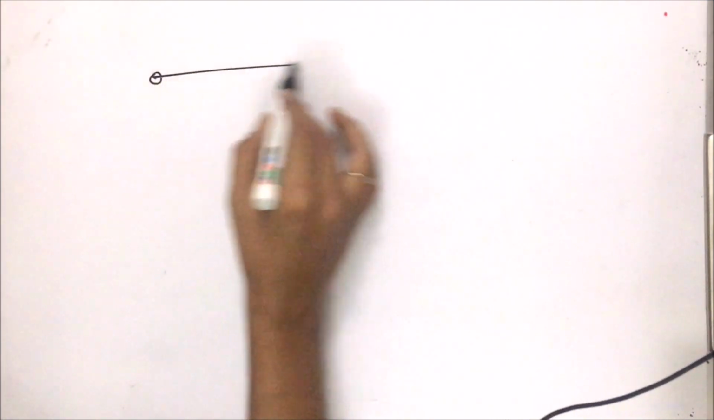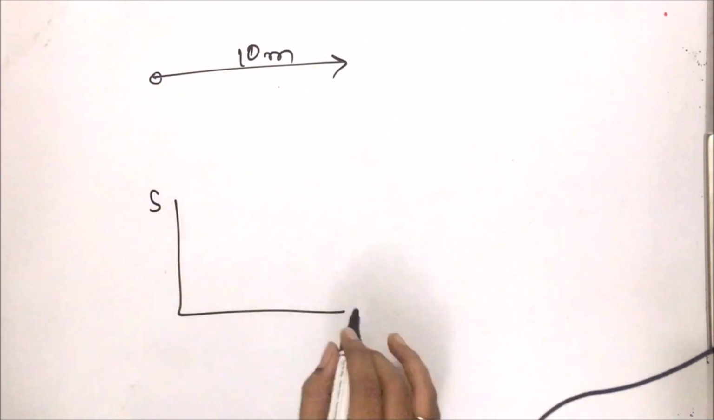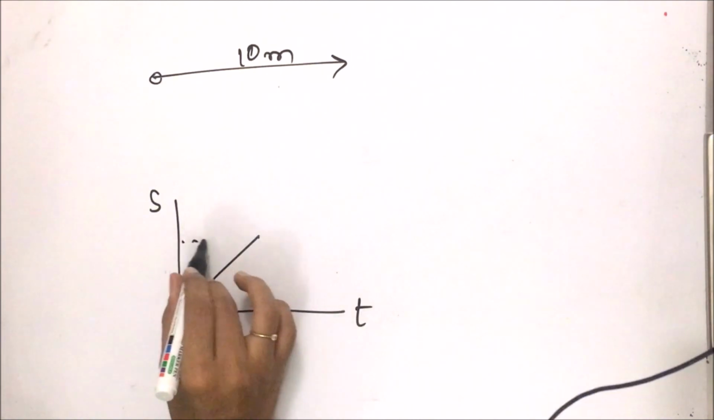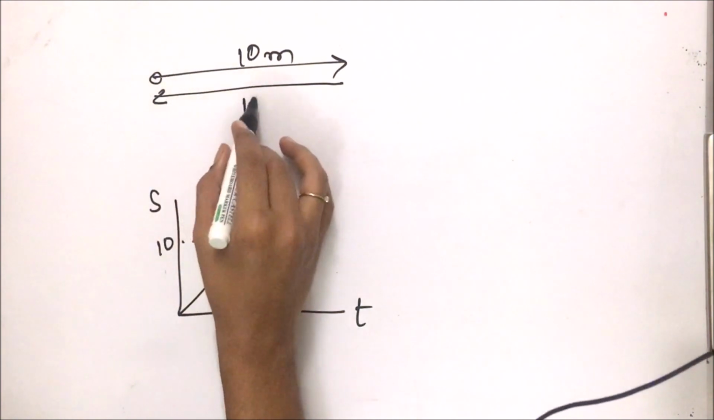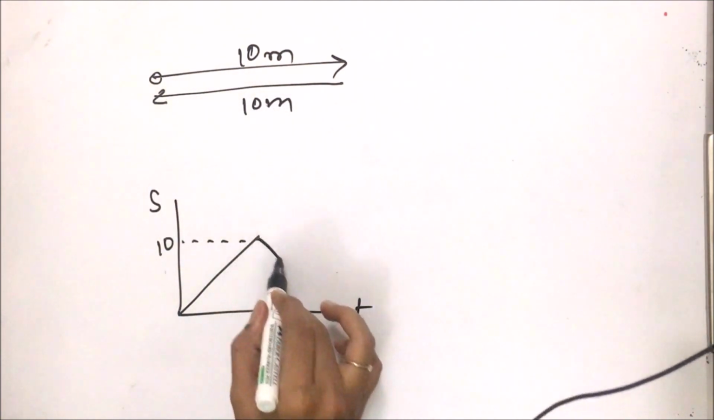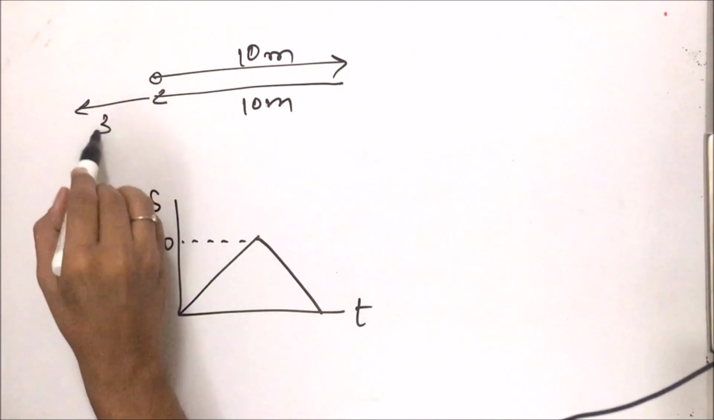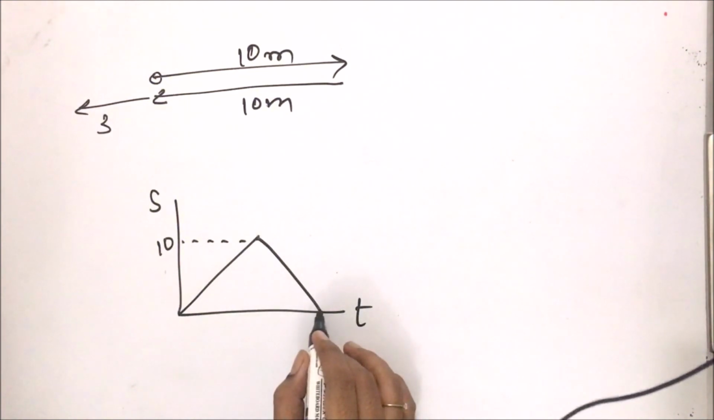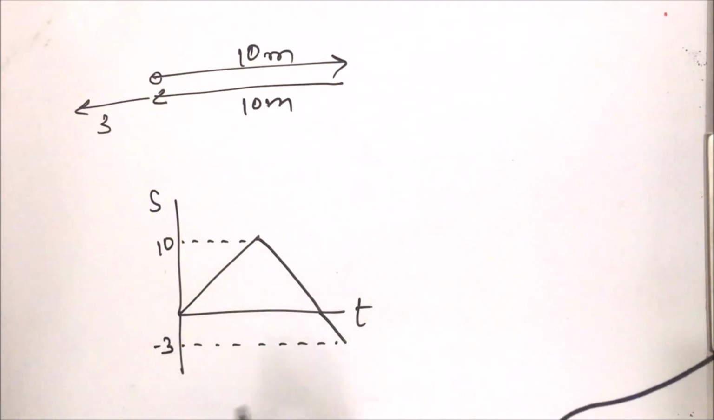Now we will see what negative displacement looks like on the displacement time graph. Imagine that you start from this point to travel 10 meters. So this is what your displacement time graph will look like. Then you come back to your initial point, 10 meters. Then you travel a further distance of 3 meters in the negative direction. So here we go, minus 3. This is what a negative displacement looks like in the displacement time graph.